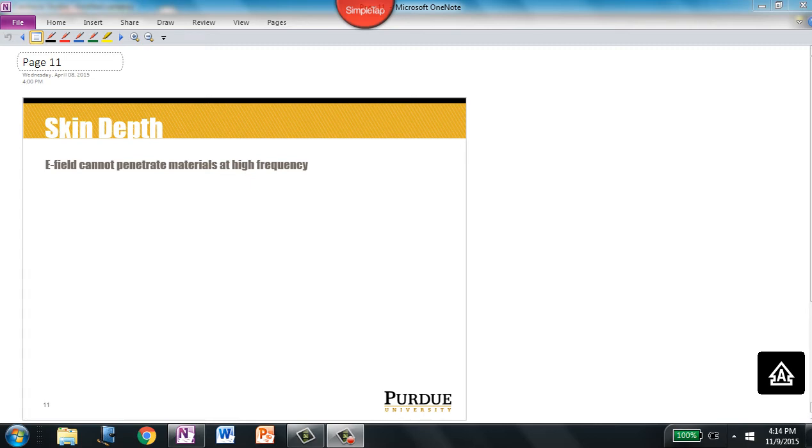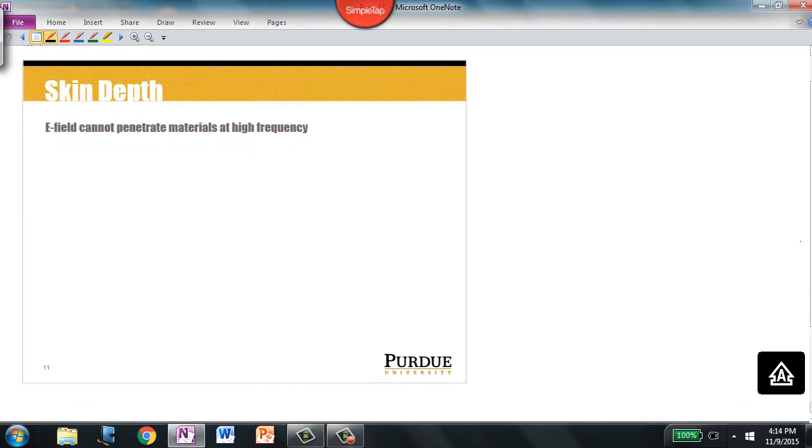Now I want to revisit a concept that we talked about in T-line analysis, and that's the idea of skin depth, which is the depth to which the electric field can penetrate material. And we noticed that this is the primary factor that causes wires to have what we call an AC resistance, which is often considerably higher than its DC resistance. And we know that our AC resistance is a function of frequency.